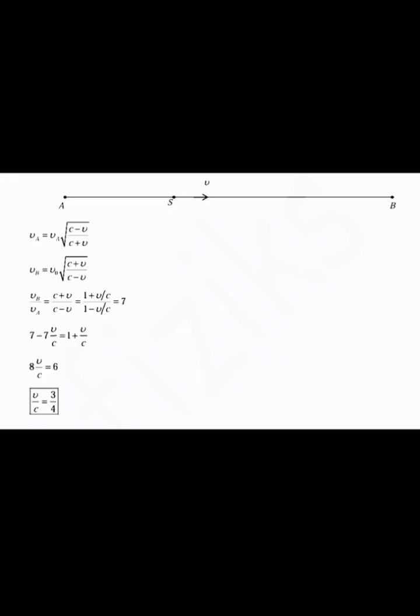That is vB by vA is equal to c plus v divided by c minus v. This is equal to 1 plus v by c divided by 1 minus v by c. So it is given that vB by vA is equal to 7. That is 7 minus 7 v by c is equal to 1 plus v by c. That is 8 v by c is equal to 6. That is v by c is equal to 3 by 4. So the answer is 3 by 4.